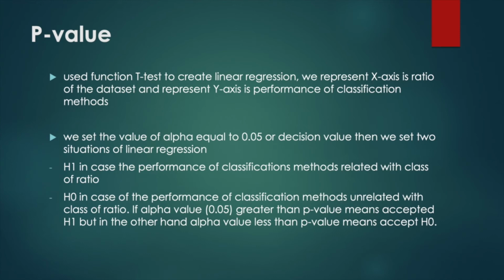Then we have set two situations of linear regression. The first one is H1, which represents the case where the performance of the classification method is related to the class ratio. The second one is H0, which represents the case where the performance of the classification method is unrelated to the class ratio. This means if alpha is greater than the p-value, it is going to accept H1. Otherwise, if alpha is less than the p-value, it is going to accept H0.